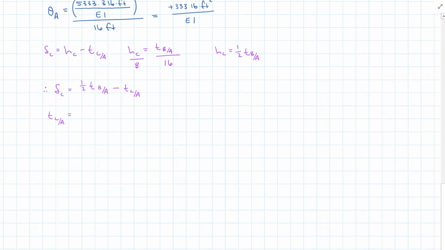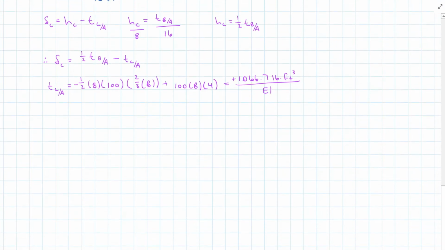So we've got 1/2 base of 8 feet times height of 100, and it is acting at 2/3 of 8 from C, and it is going clockwise about C, so this is going to be a negative moment. And then I'm going to add 100 times 8, and its distance 4, and we find that Theorem 2 TCA is equal to 1,066.7 pound-feet cubed all over EI.